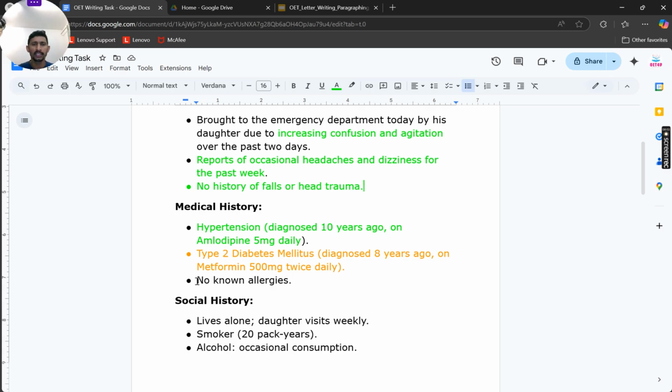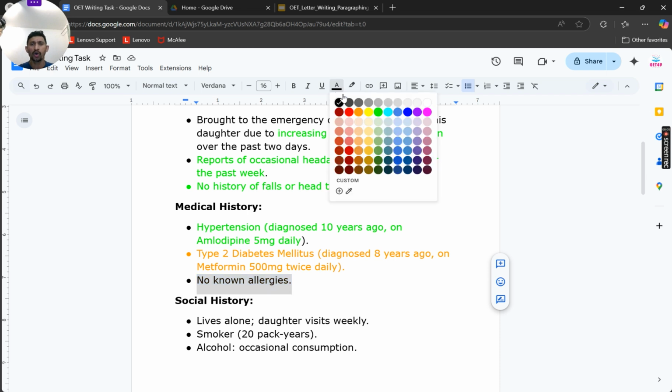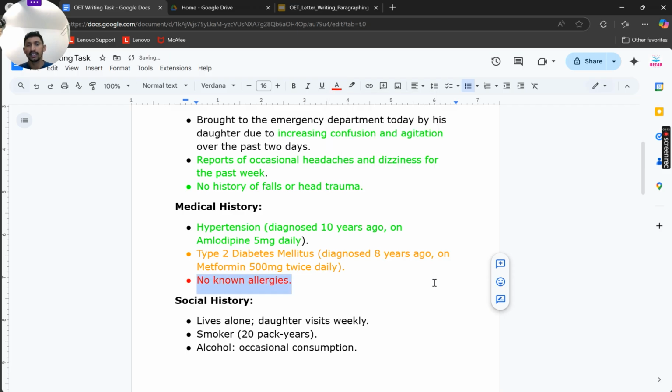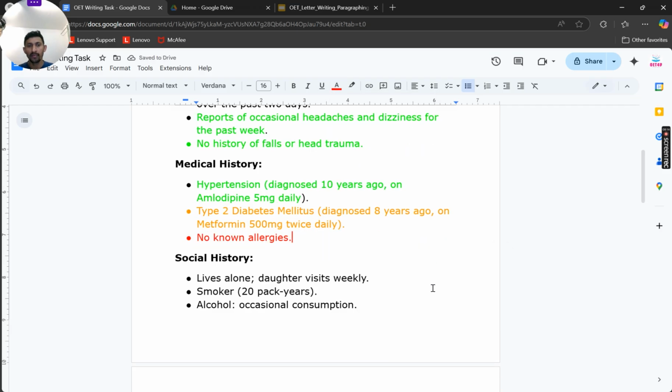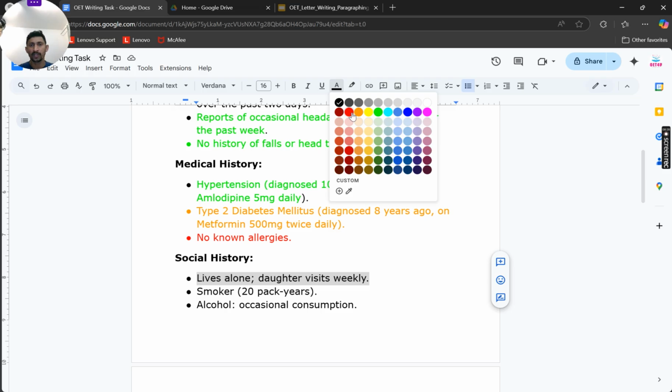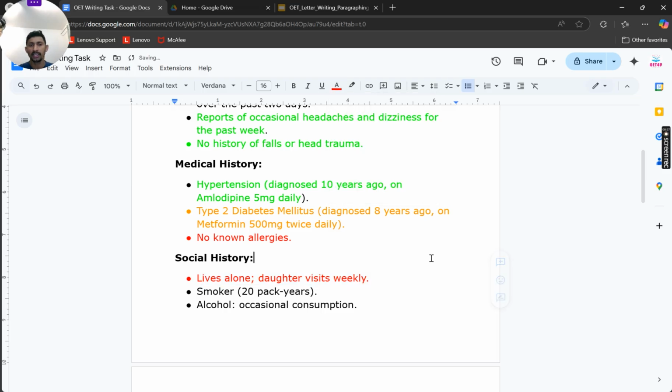So no known allergies, is that relevant information for a neurologist? It doesn't seem so, because it's not that important and not related to the present condition of the patient. You can say it is irrelevant information. Okay, social history, lives alone, daughter visits weekly. I don't think that is that relevant to a neurologist or to the present condition, so I can put it as irrelevant information.